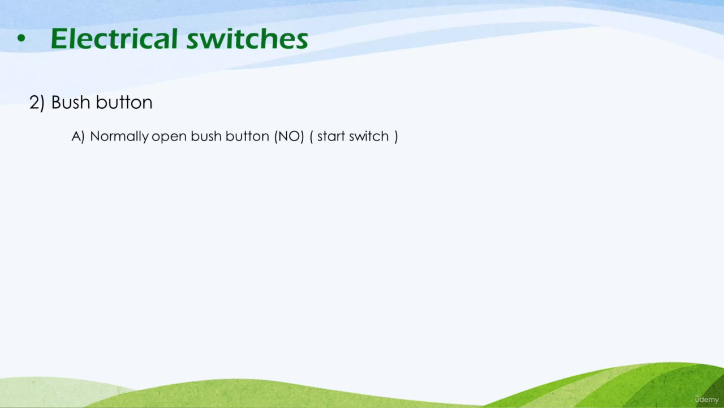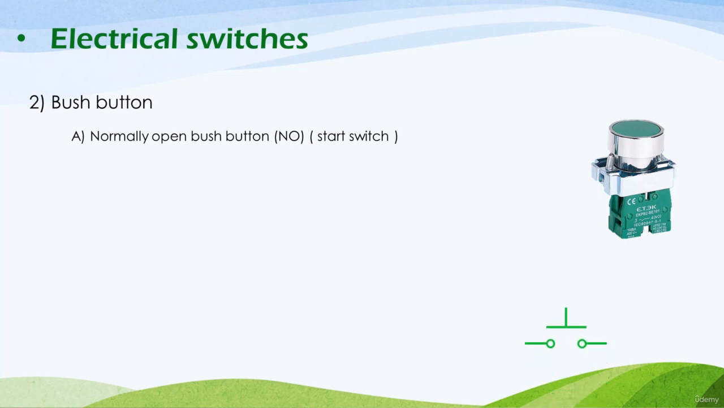The first one is called the normally open push button, or it has an abbreviation of NO, which stands for normally open. And it looks like this switch here that has this green color. So this green color push button is the first type of push buttons, and this type has this symbol, so we use this symbol in the controlling circuits to refer to the normally open push button.